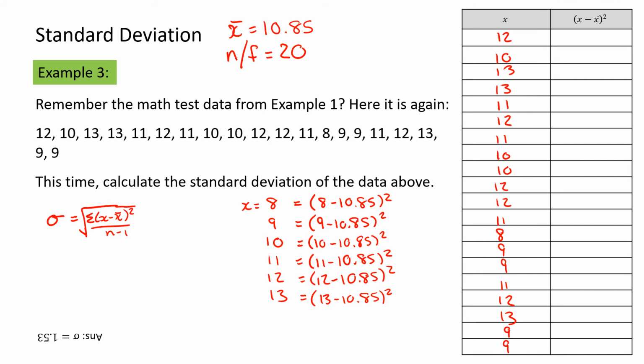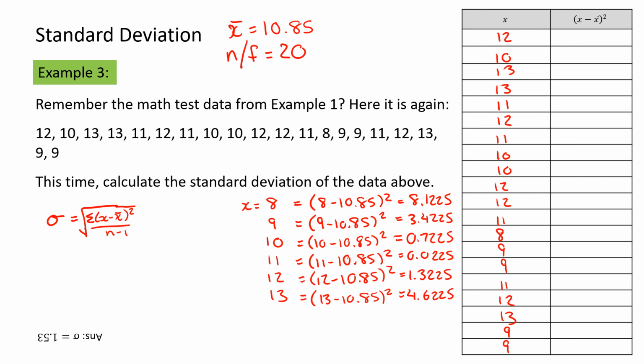So for each one of these, for 8, we get 8.1225. For 9, 3.4225. For 10, again, I'm just putting these in my calculator, we get 0.7225. For 11, 0.0225. You can see how these numbers are different. We're going to talk about why that's the case in just a second. For 12, we get 1.3225. And for 13, 4.6225.